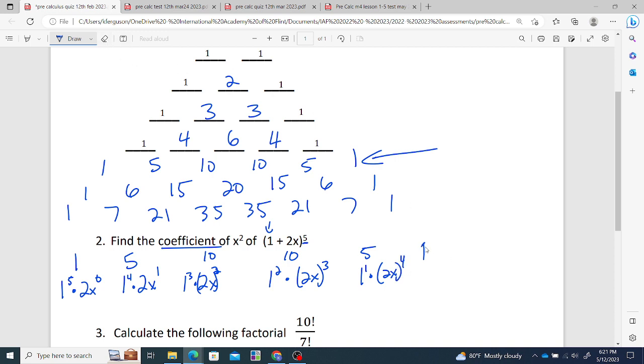And I need to space some more. There we go. All right. So now I've got 1. So that's going to be 1 to the 0 power times 2x to the fifth power.